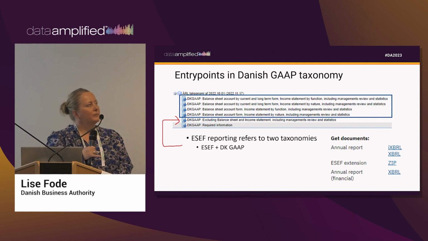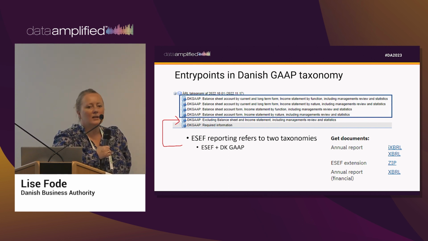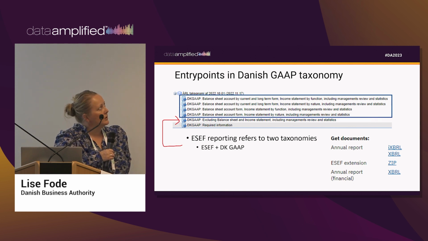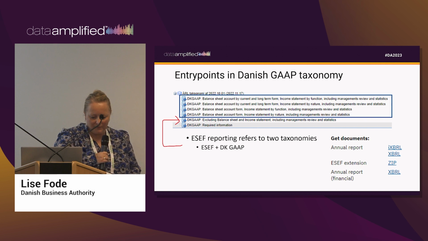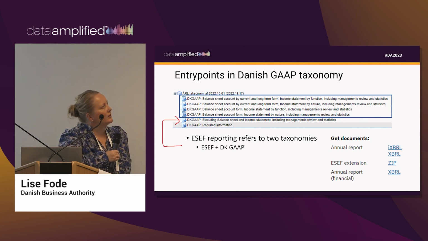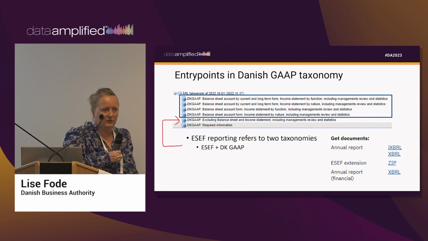This is a slide on how our entry points in the Danish GAAP taxonomies are made. We have 6 different entry points. So the first 4 in the bracket, that's the core reporting of the Danish companies. So if you are a small company in Denmark, you choose one of the 4. The 5th entry point is a little bit more interesting. This entry point relates to the Danish companies who file according to the ESEF taxonomy.